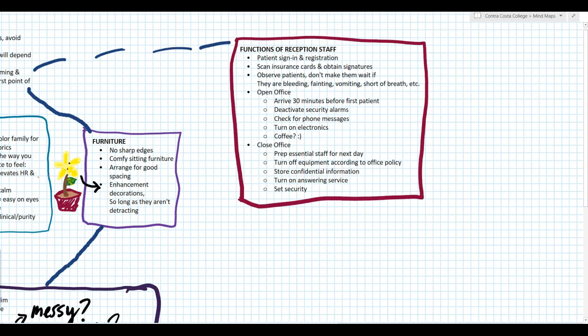To close the office down in the afternoon, you want to prep essential staff for the next day, turn off the equipment according to the office policy, store any confidential information, and then turn on the answering service and set the security before you leave for the night. So that's pretty much the overview for Chapter 7.